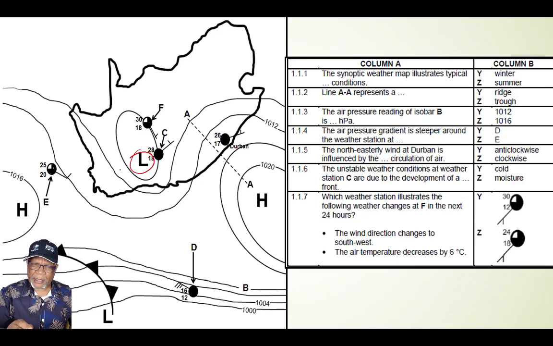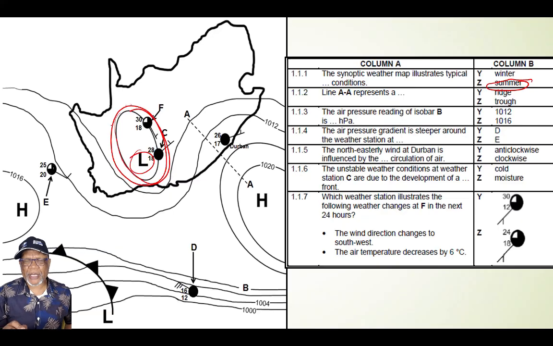You see L in the center, which means now the temperatures are high. So this will be typical summer condition. And you can see this L here, you can see the isobars. They are not just round, they are a little bit oval. So when you see an elongation, what do you call this? We're going to call it a trough. What is a trough? It is an elongated low pressure cell.